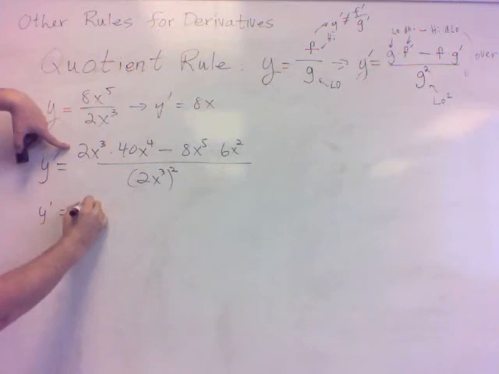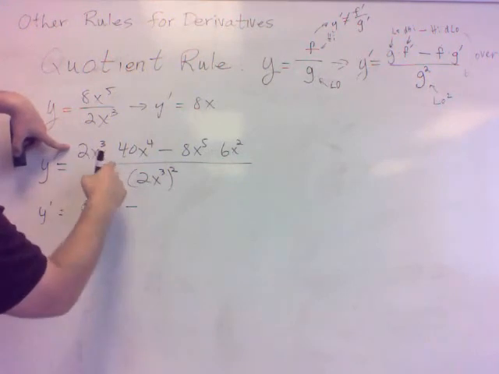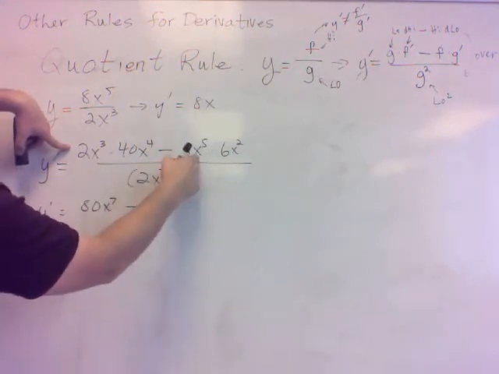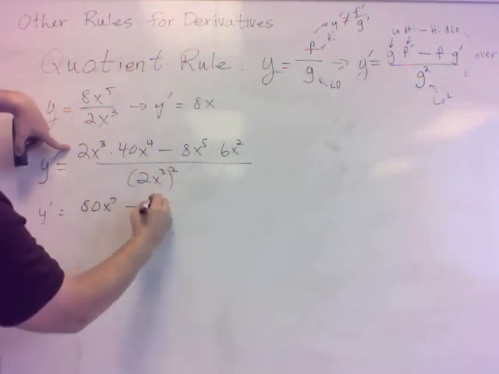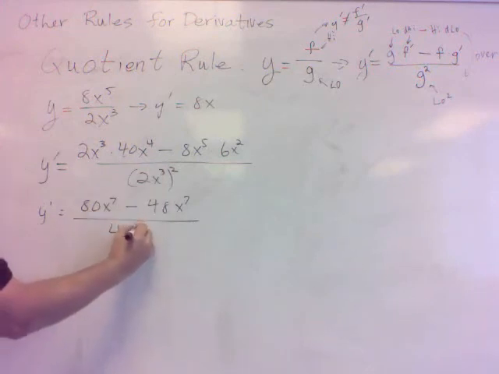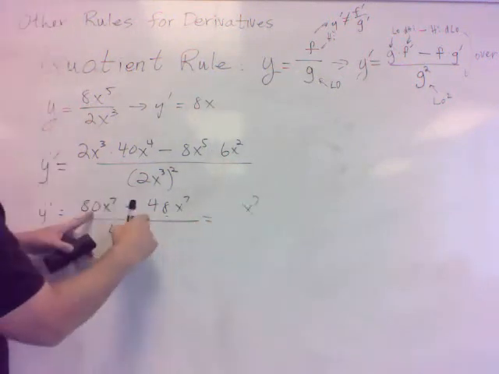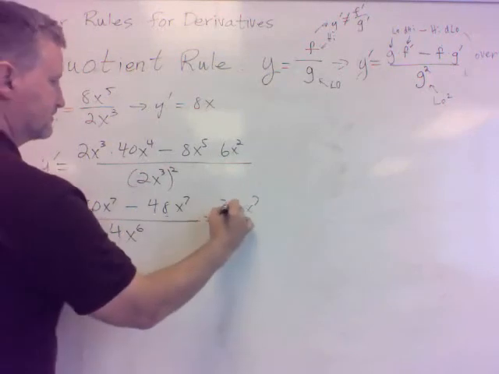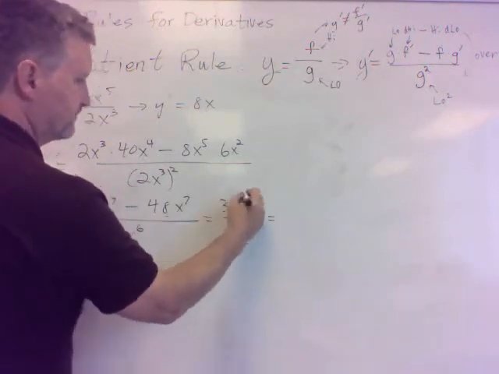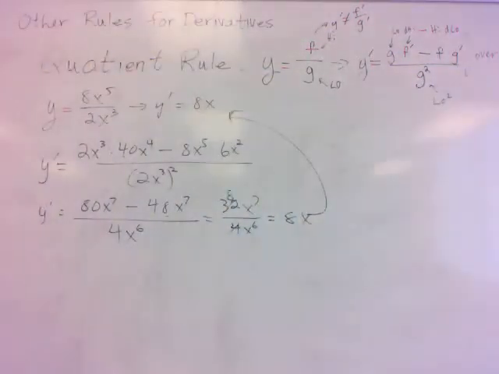And so that comes out being 80x to the seventh, minus 48x to the 7th over, square that, you get 4x to the 6th. Look at how this works. That's like terms, so I got x to the 7th, 80 minus 48, is that 32? Over 4x to the 6th, which is, if you reduce that, 8x. Subtract that, you got it. Works.